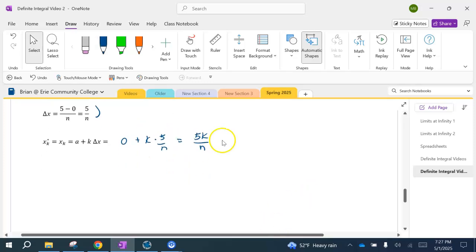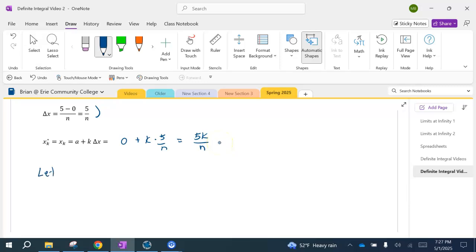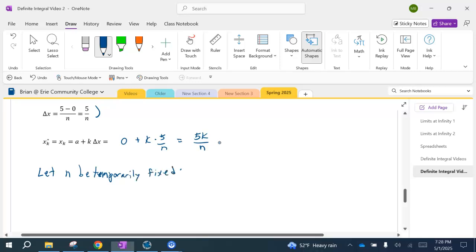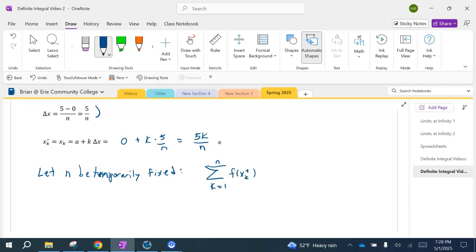All right, now let's write out our Riemann sum. What we're going to do is think about n being temporarily fixed. So think about n as a fixed value. It's not changing yet, and then we're going to drive that limit to infinity. And then what we need to write out is our Riemann sum. So we want to do the sum from, we're not doing the limit yet, k equals 1 to n of f of x sub k star times delta x.